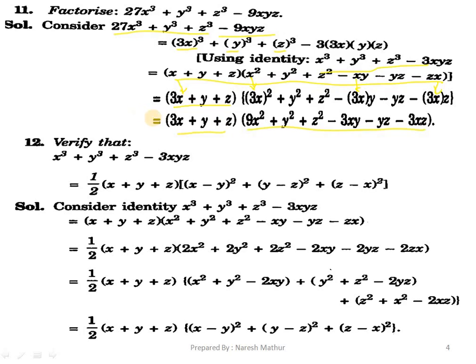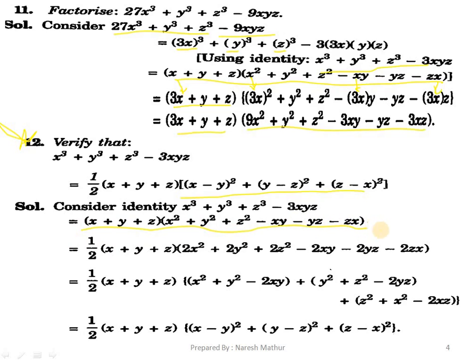In the next one, we need to verify that x cube plus y cube plus z cube minus 3xyz equals half of (x plus y plus z) times ((x minus y) whole square plus (y minus z) whole square plus (z minus x) whole square). This is also an important one. We are using the same identity, x cube plus y cube plus z cube minus 3xyz equals x plus y plus z times (x square plus y square plus z square minus xy minus yz minus zx).